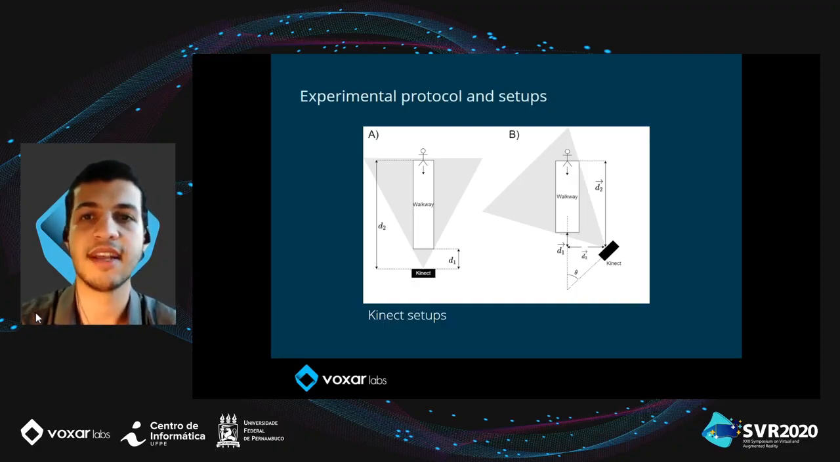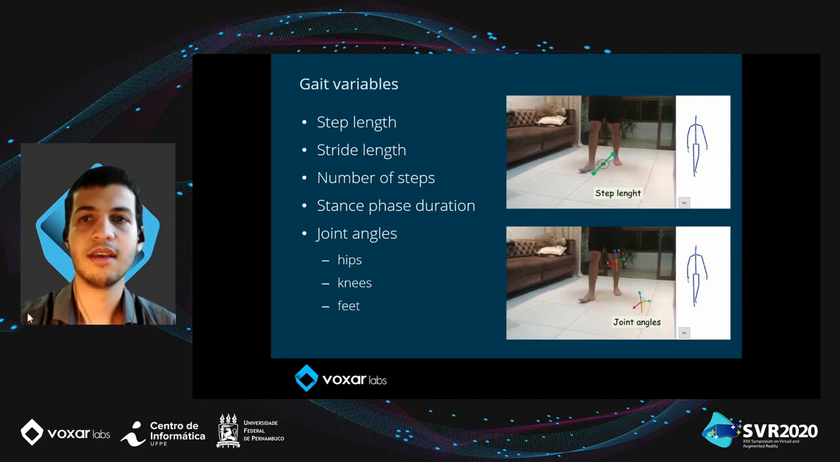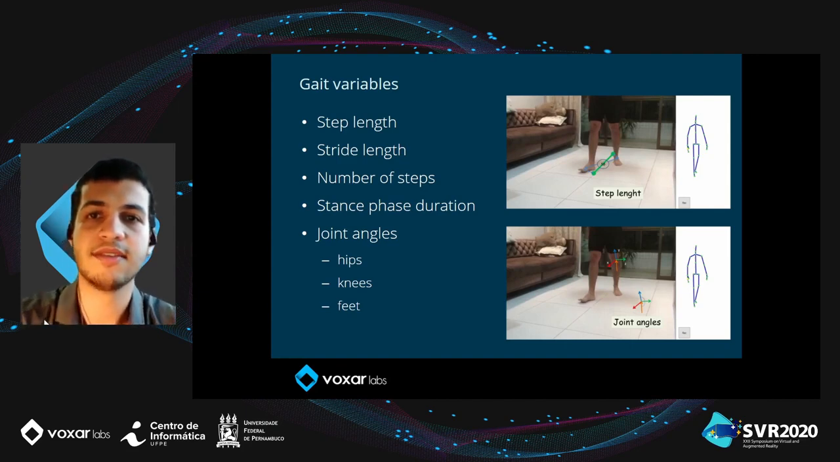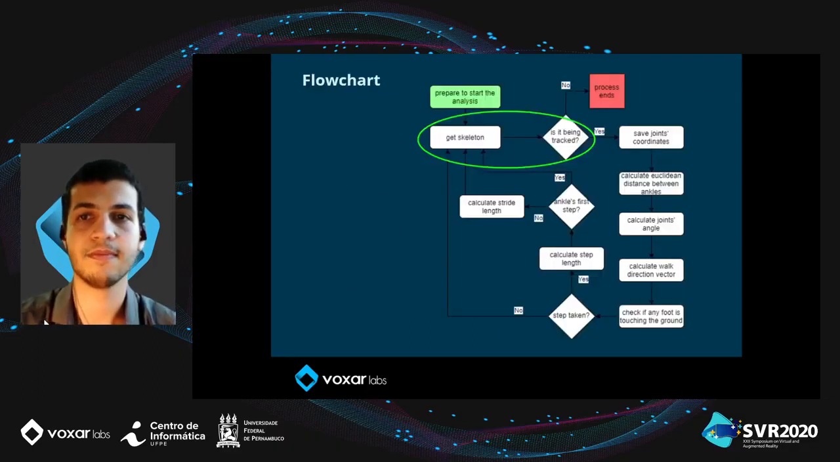Also, 4 different setups were tested to see how the sensor inclination and distance between the marks on the floor would affect the outcomes. After the gait, the collected data were analyzed in a simulated real-time environment. And based on a questionnaire we applied to healthcare professionals, we chose to analyze the step length, stride length, number of steps taken, stance phase duration, and the angles of the hips, knees, and feet.